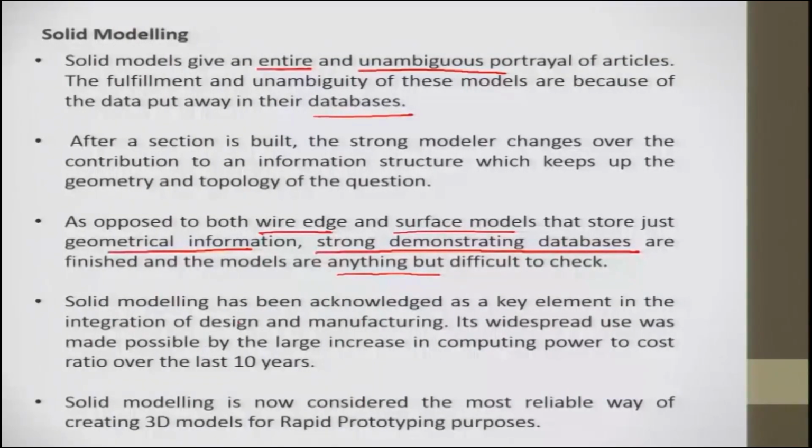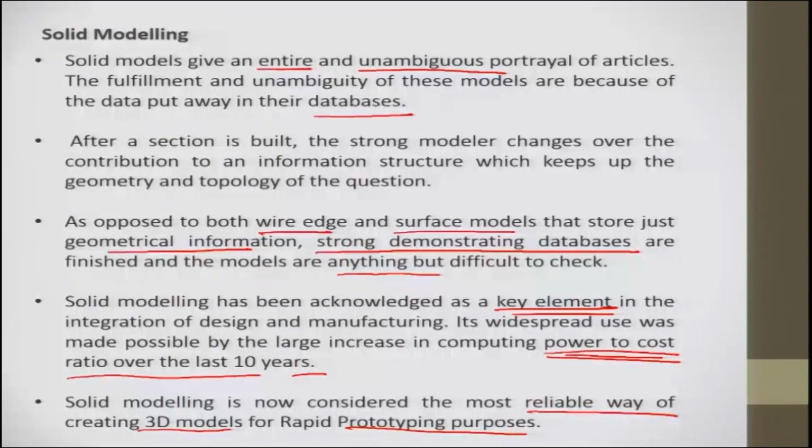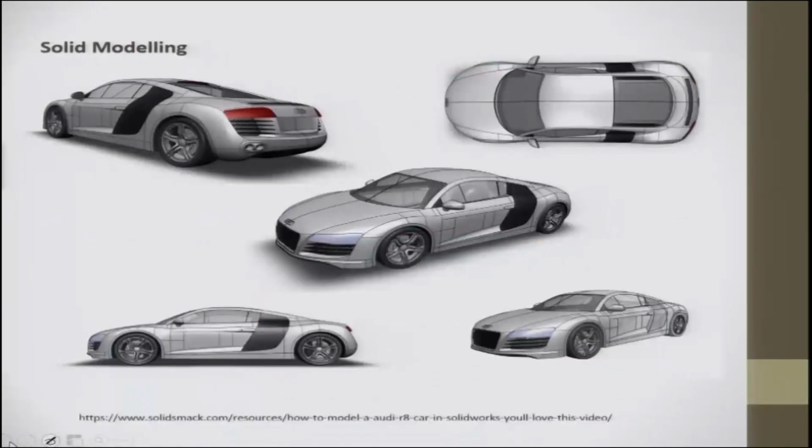Solid modeling has been accepted as a key element in the integration of design and manufacturing. Its widespread use was made possible by the large increase in computing power to cost ratio over the last 10 years. So this was one of the considerations, the power to cost ratio. So solid modeling is now considered the most reliable way of creating 3D models for rapid prototyping. In the case of rapid prototyping, these machines just manipulate the data, the 3D models that are generated.